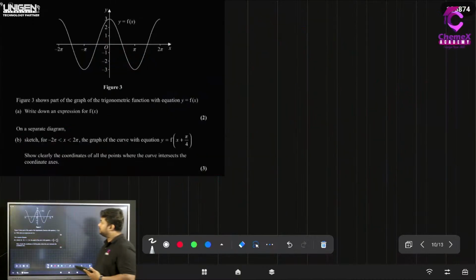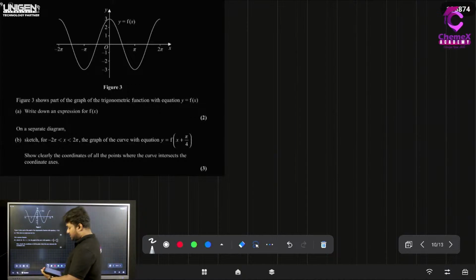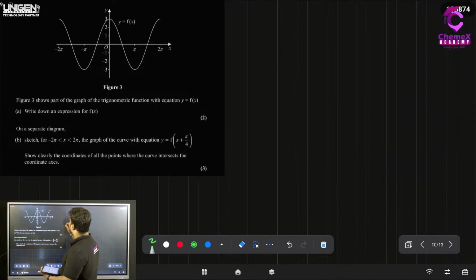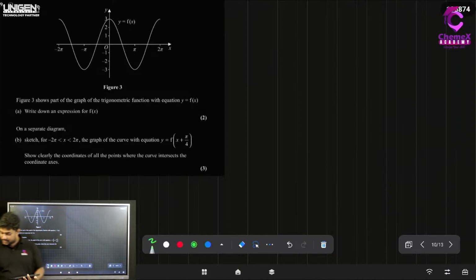Alright, 10th question. It's a graph. Write down the expression for f x. So what would be the expression? What's the value? Next one. You know the y equals cos x graph; cos 0 is how much? Cos 0 is 1, right? So usually the cos x graph goes through this coordinate.